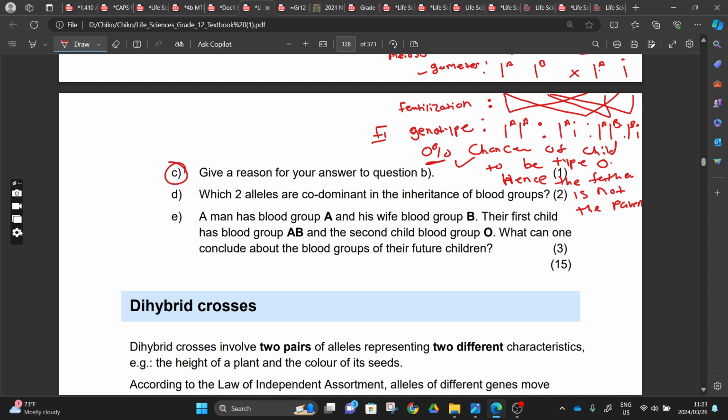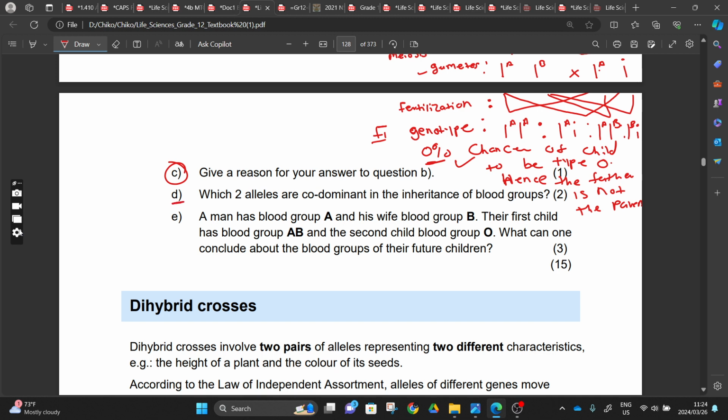The reason is that, due to the principle of segregation, the 2 factors are separated so that 1 gamete has 1 factor. So it means that as a child I have 1 gamete from the father and 1 gamete from the mother. Then it's 1 mark. So you just give a small explanation. You can say one individual inherits 1 gamete from the father and 1 gamete from the mother, which results in 2.